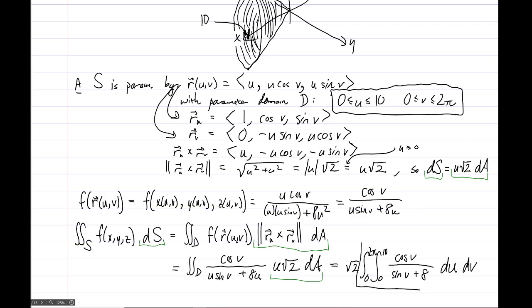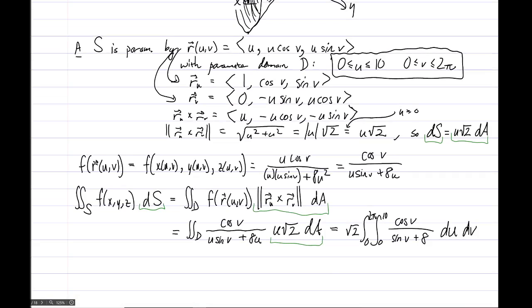Okay, so this is actually a really nice integral to do. We won't do all the details. Let me just point out that integrating with respect to u is not going to do anything, because there's actually no u's in the integrand anymore. So when you integrate, you just stick on a u and then evaluate u at 10 and at 0. So in the end, without going through all the details, you'll have 10 root 2 times the integral from 0 to 2 pi, with respect to v, of cosine of v over sine of v plus 8.